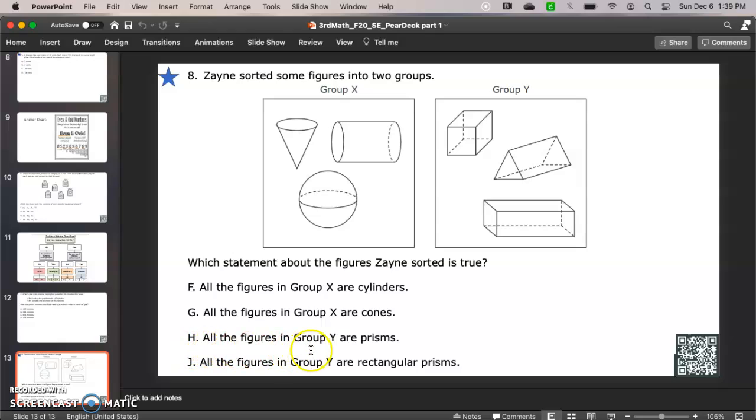H, all the figures in Group Y are prisms. J, all the figures in Group Y are rectangular prisms. Which statement about the figures Zane sorted is true? Remember, pause the video while you work the problem.